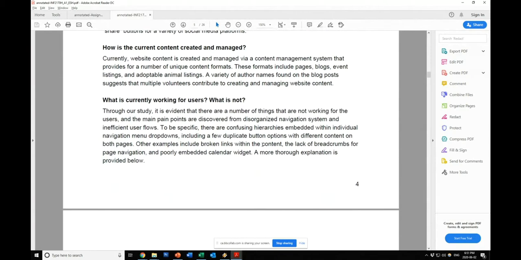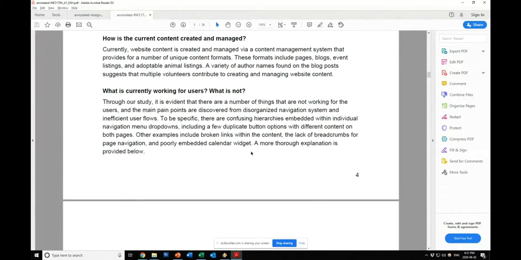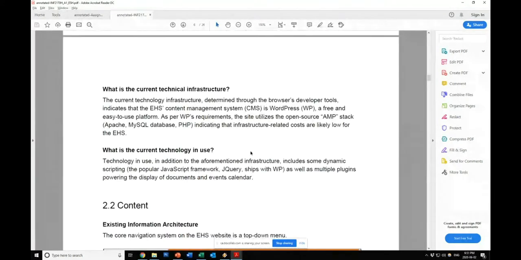And again, this is important: what's working for users and what isn't. And now they're drilling down to what are some of the specific problems. So confusing hierarchies embedded within individual navigation dropdowns, some duplicate bottom button options with different content on both pages. Other examples include broken links, lack of breadcrumbs for page navigation, poorly embedded calendar widget, and more thorough explanation is then given below. Current technical infrastructure, again, in fact, they did find quite a bit of information here.